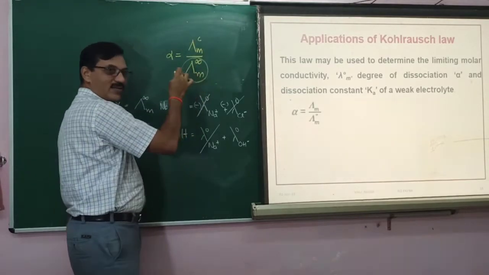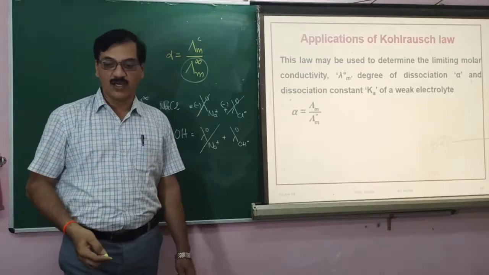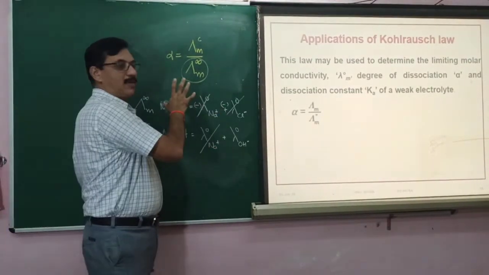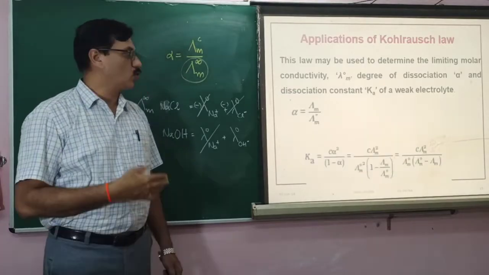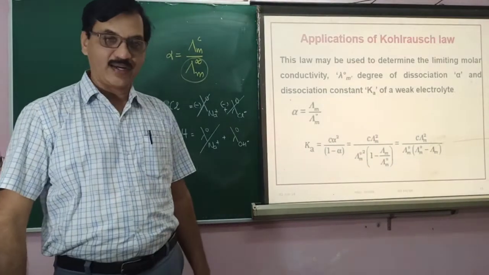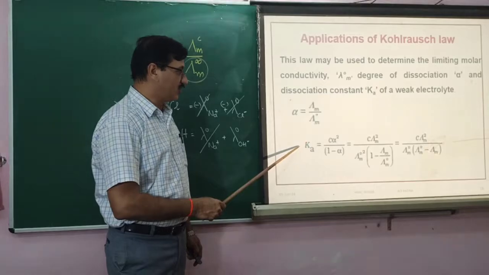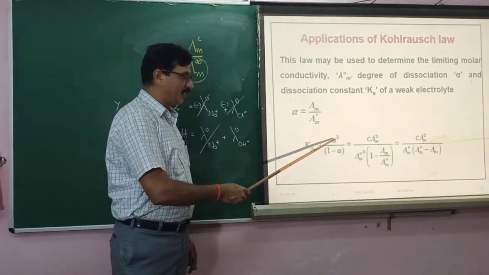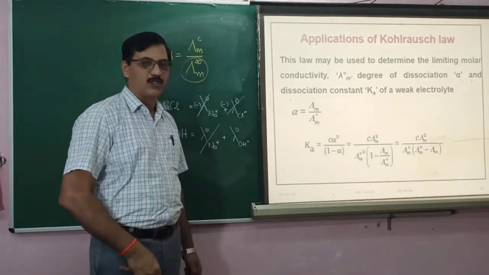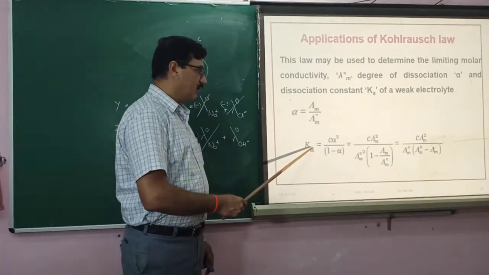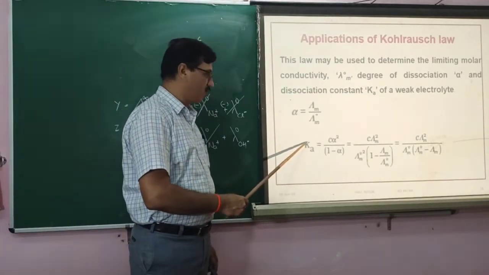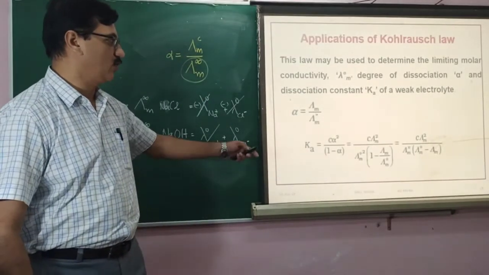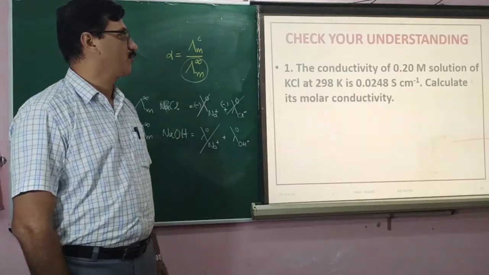Therefore this is always a fraction, and alpha will give you the degree of dissociation, which can be calculated experimentally by using this expression. Once you know the alpha value, you are able to find out the dissociation constant K value. By knowing the concentration and degree of dissociation, you can find out the dissociation constant of a weak electrolyte, and this is how the formula can be made use of.